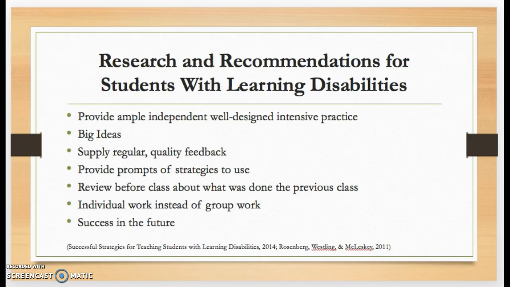The first one we have is provide ample, independent, well-designed incentive practices. So Scott was in a self-contained pre-algebra class before the geometry class. Because the class was smaller and more individualized and used an instructional approach, it helped Scott to be successful in his class. He ended up passing the class and was then placed in a general education class for the rest of the year. So, if Scott is in a smaller classroom with less people, he is more likely to pass the class. Next, we have big ideas.